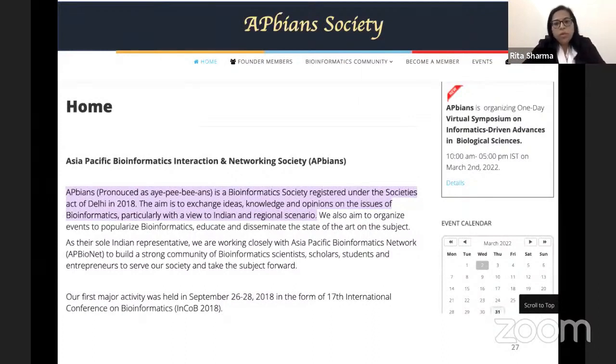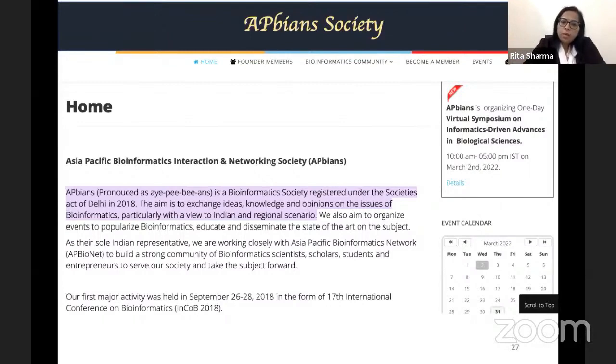Also, there are people who are taking initiatives to bring the science in India onto the international forum. One of those examples is the APBN Society. It's the Asia Pacific Bioinformatics Interaction and Networking Society, which is registered in Delhi. And some of the faculty at JNU and Calcutta, Boston University, and Assam University, and so on, are the founding members who came together. They're all bioinformaticians, computational biologists. I'm also one of them.